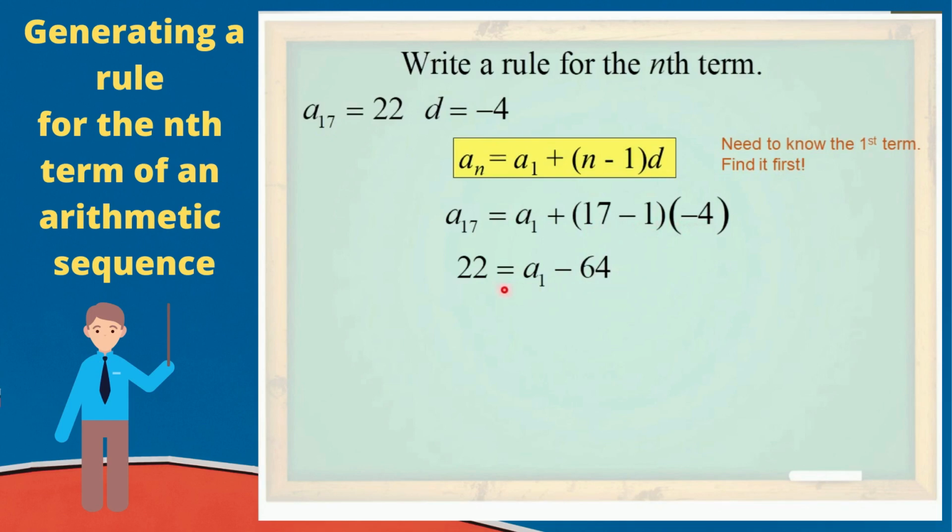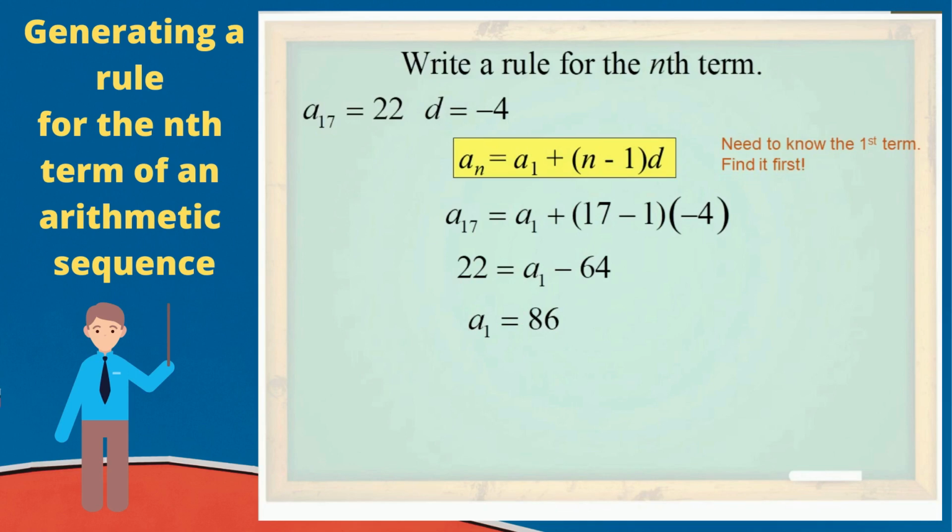Simplify it further to find the value of the first term. We are going to use the addition property, so add positive 64 to both sides of the equation. So that is a sub 1 equals 86. A sub 1 minus 64 plus 64 is a sub 1, and 22 plus 64 is 86. So we now have the value of the first term.